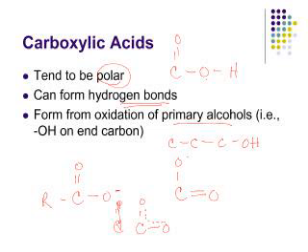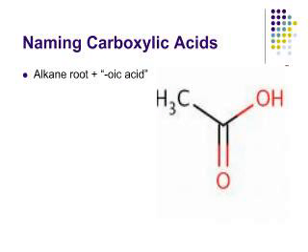Now it's actually very, very easy to name carboxylic acid when it's based on a simple alkane chain for R. Basically what you do is you identify the alkane chain, the longest continuous route, drop the E, and put oic acid on the end. So easy. Although they do have common names as well.